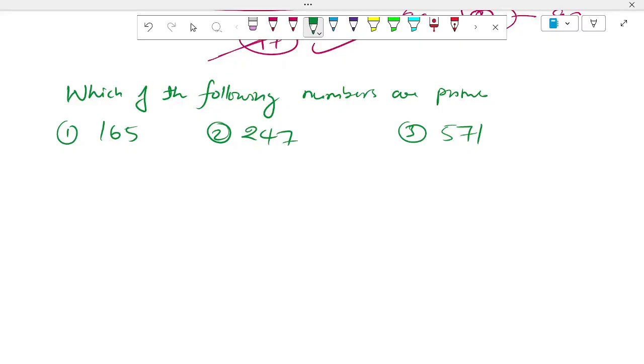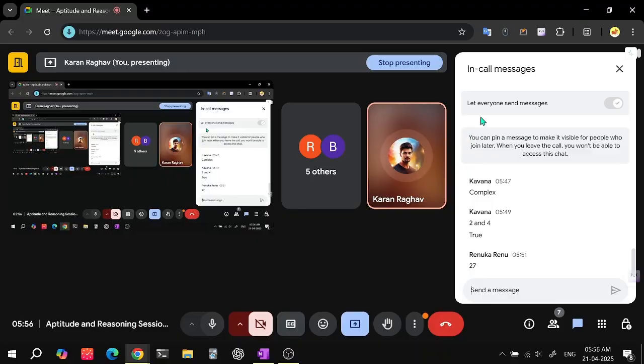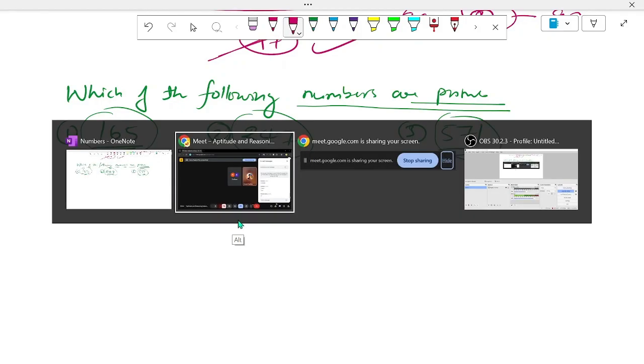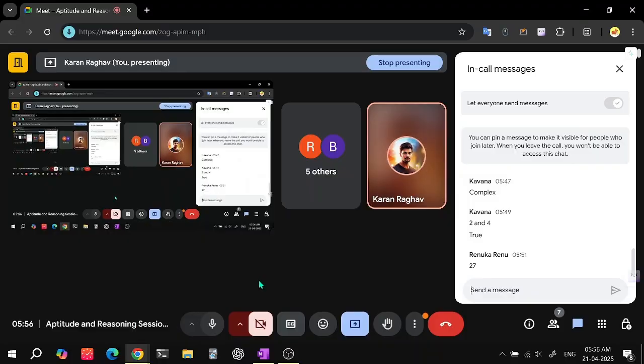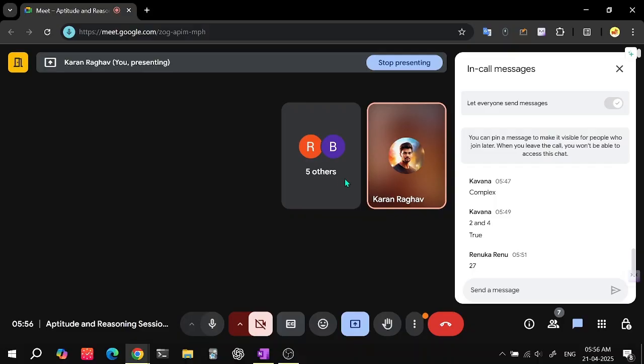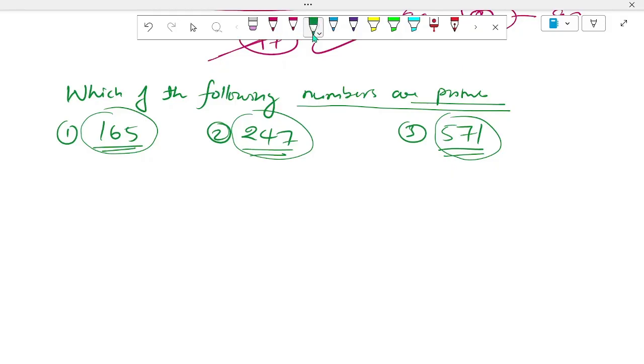If you look at this kind of question, it looks very difficult, right? You have to identify whether 165 is prime or not, this is prime or not, this is prime or not, and identifying whether a number is prime or not is actually very time consuming. Do you agree with me? It is time consuming, right? I'll tell you a trick how you can solve these questions. There is a rule when you are solving such questions. You have to remember only that rule.